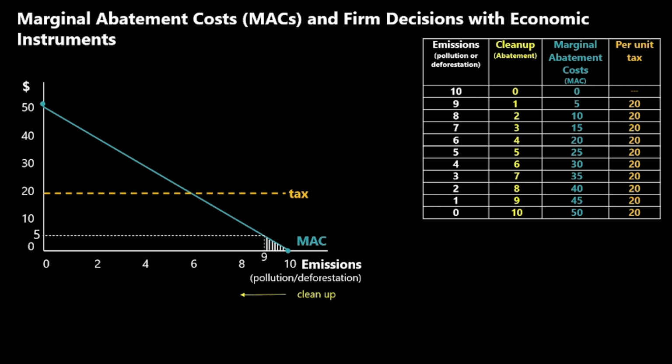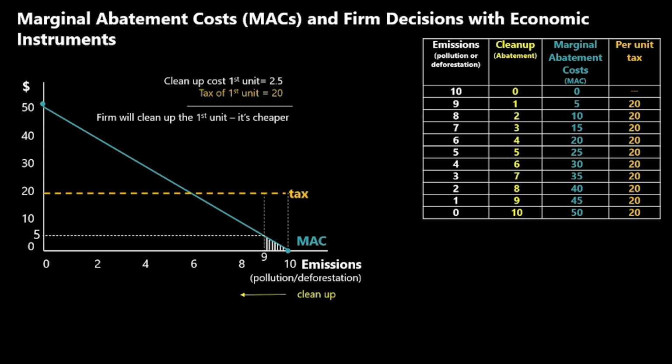So if you look at that area, what we have actually is the area of a triangle. So the total cost of cleaning up that first unit of pollution here would be the area of that triangle, 1/2 the base times the height. The base here is 1, the height is 5, so we get a total cleanup cost for the first unit of pollution of 2.5. So what the firm's going to do is compare that total cost of cleanup to the tax. And in this case, we have a cleanup cost of 2.5, a tax of 20. So we would assume that the firm will clean up that first unit because it's cheaper than paying the tax.